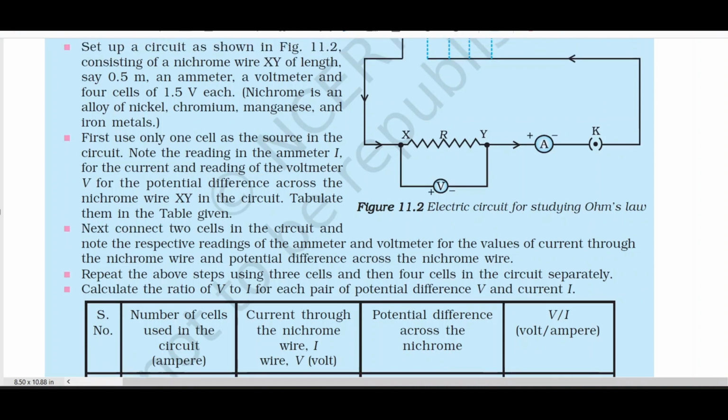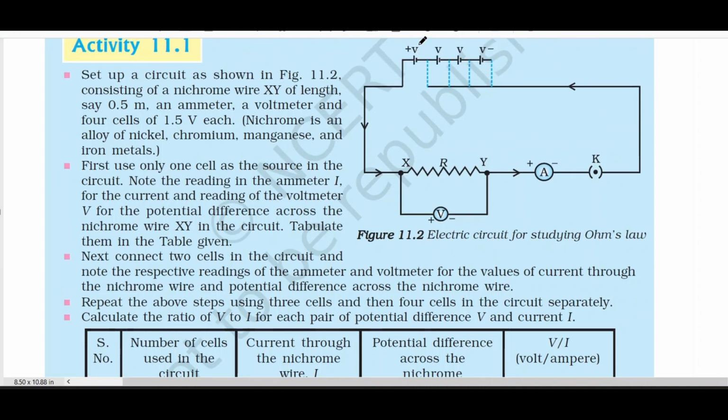तो पहले आप क्या करोगे? आप सिर्फ और सिर्फ एक सेल यूज करोगे. What you do is you just use a single cell here and you perform this experiment and you calculate the current which is shown in the ammeter and the potential difference which is shown in the voltmeter. Next, what you do is you connect two cells in the circuit.